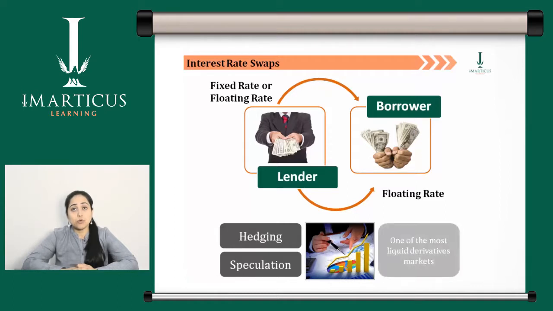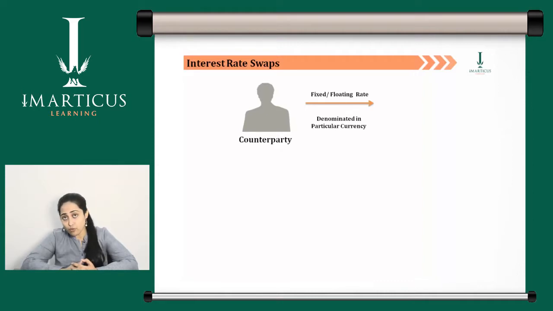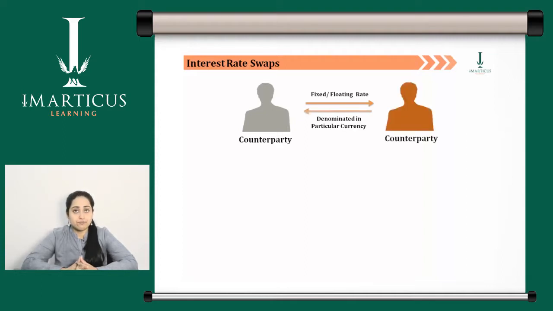The interest rate swaps market started decades ago as a way for corporations to manage their debts and has since grown into one of the most useful and liquid derivative markets in the world. In an interest rate swap, each counterparty agrees to pay either a fixed or a floating rate denominated in a particular currency to the other counterparty.